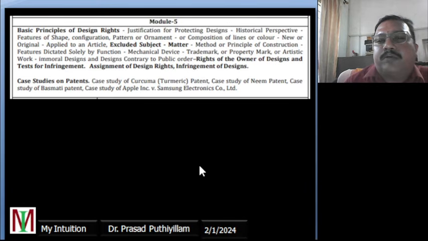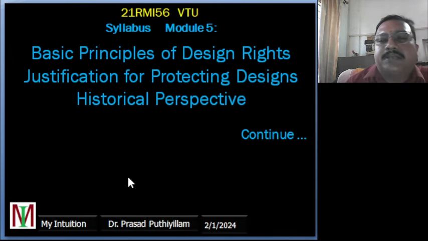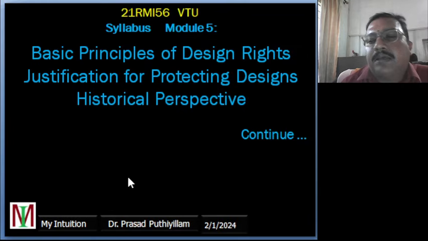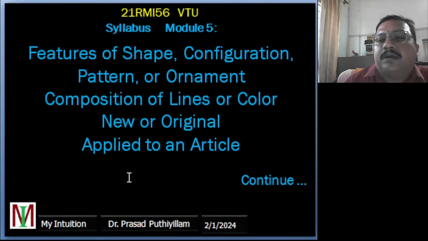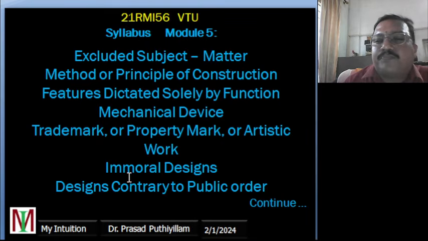Module 5 is mainly about design rights, about the different designs which are made. Basic principles of design rights, justification for protecting designs, the historical perspectives, features of shape, configuration, pattern or ornament, composition of lines or color, new or original, applied to an article. These come under module 5. What are the excluded subject matters? Methods and principles, features dictated solely by function, mechanical devices, trademark or property mark or artistic work, immoral designs, and designs contrary to public order.